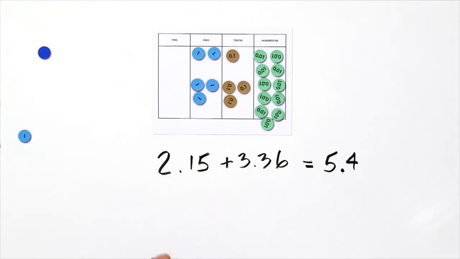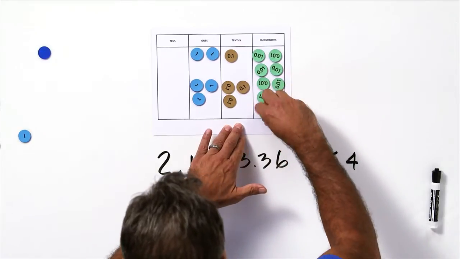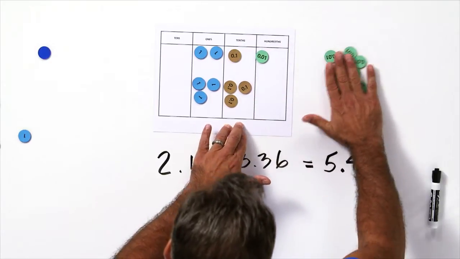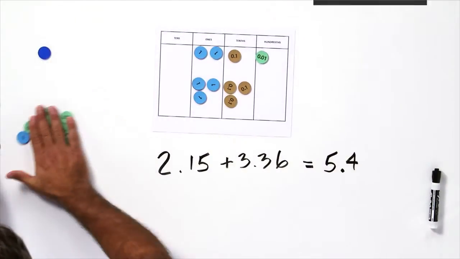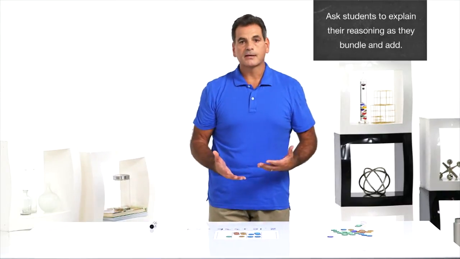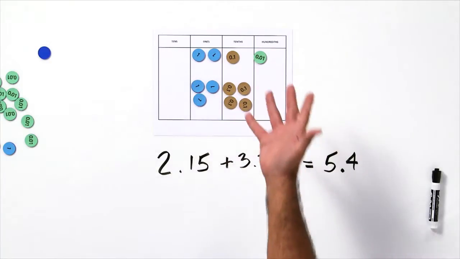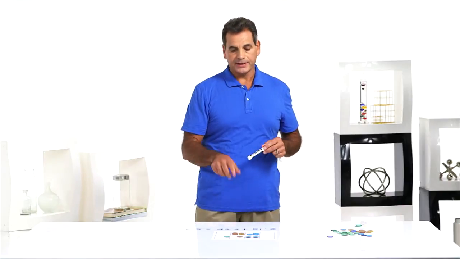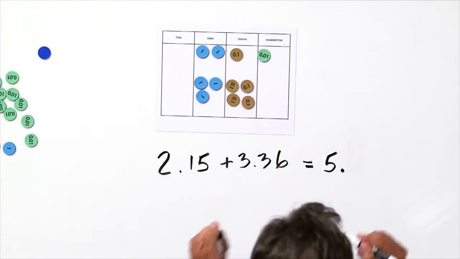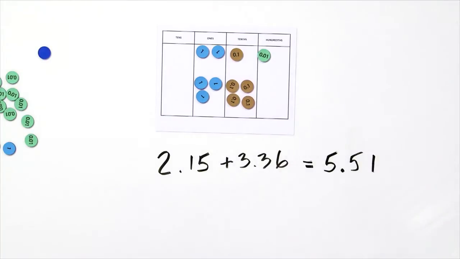So what happens here is we simply bundle up 10 hundredths. 1, 2, 3, 4, 5, 6, 7, 8, 9, 10. And we trade them in for a tenth. Now the students count up their number again. 1, 2, 3, 4, 5. Good. 1, 2, 3, 4. Oh, that's right. Since we bundled 10 hundredths and added a tenth, we have to change our 4 tenths to 5 tenths. So our answer, 2.15 plus 3.36 equals 5.51.